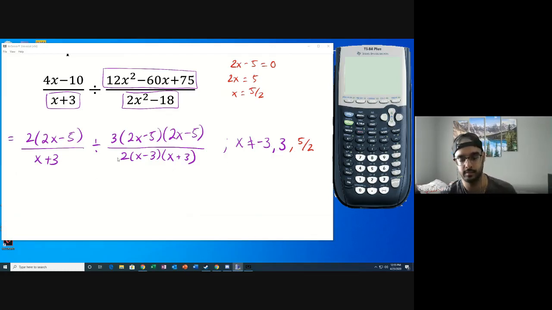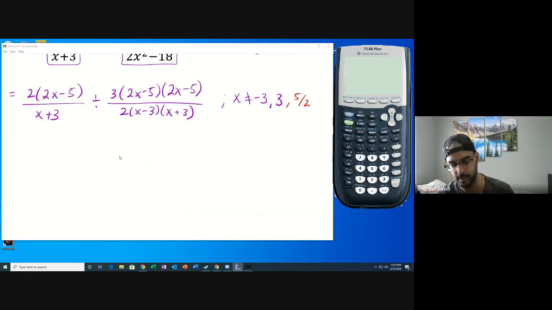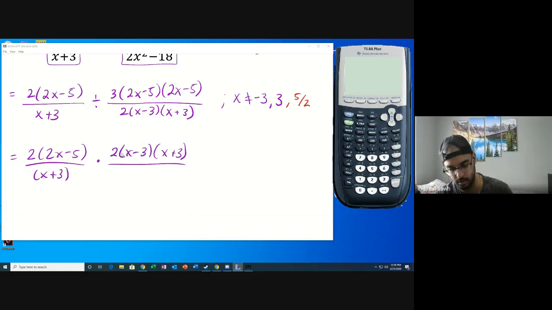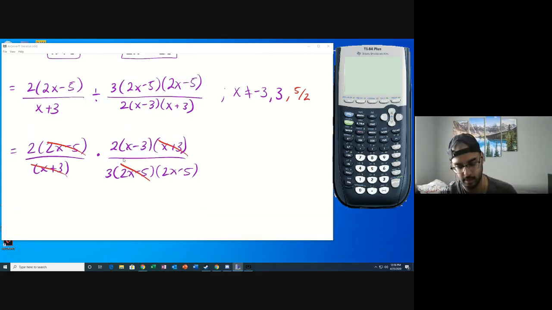Now I can go ahead and simplify. So let's flip that second fraction over, change it to a multiply question. And that will be my x plus 3. Change it to multiply, 2x minus 3, x plus 3. Underneath my 3, 2x minus 5, 2x minus 5. Okay, so now let's see what we can cancel. I can cancel 2x minus 5. We can cancel the x plus 3. Now it looks like about it.